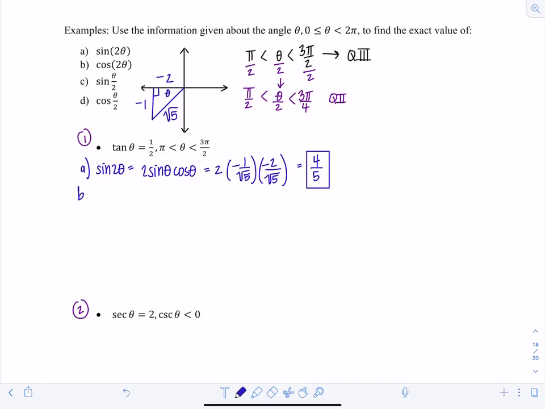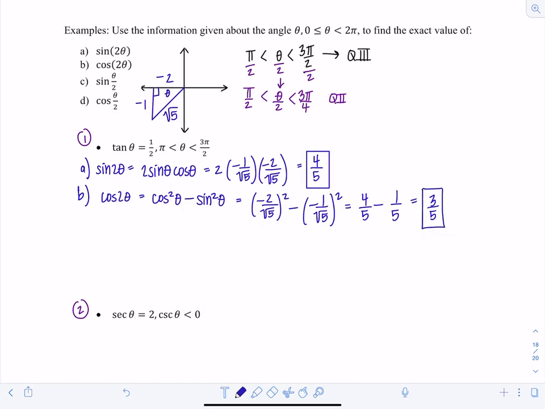All right. Part B, cosine 2 theta. We can just use cosine squared theta minus sine squared theta. That's always my go-to. So this is going to be, cosine is negative 2 over rad 5. We square it, minus sine is negative 1 over rad 5. We square it. If I square negative 2 over rad 5, it's going to become positive 4 over 5. Minus squaring negative 1 over rad 5 is going to make it a positive 1/5. And I end up with 3 over 5. Okay, so far so good.